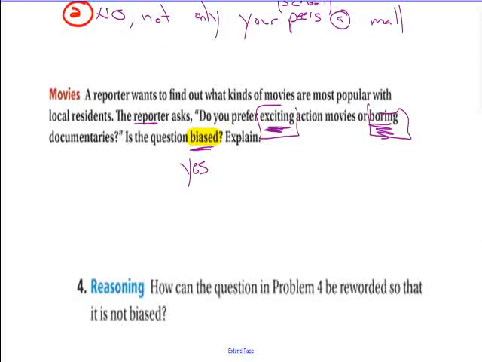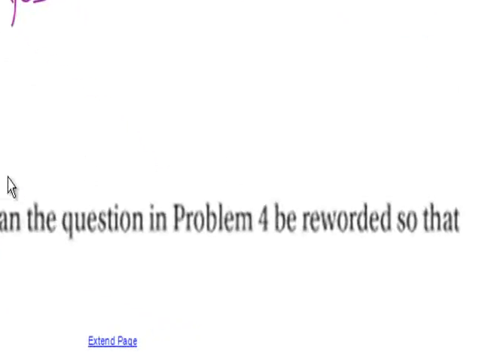And the last thing we want to do is take a look at how the question and problem can be reworded so it's not biased. So I'd like to hear how your question comes out. Go ahead and scribble something down here, not just a squiggly line like I have, but give me something so that we can talk about this in class, talk about bias, and how to fix those biases.